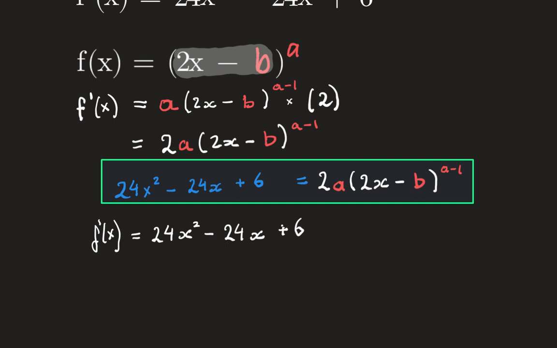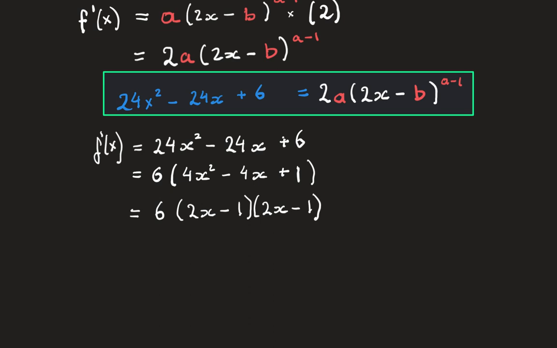Firstly, I know that it's a trinomial, but I'll take the common factor out here because it's the lowest, 6, and 6 goes into 24, so I'll take it out. And now I shall be able to factorize that trinomial over here. So I was able to recognize straight away that this is a perfect square, and I factorized it to (2x minus 1) times (2x minus 1).